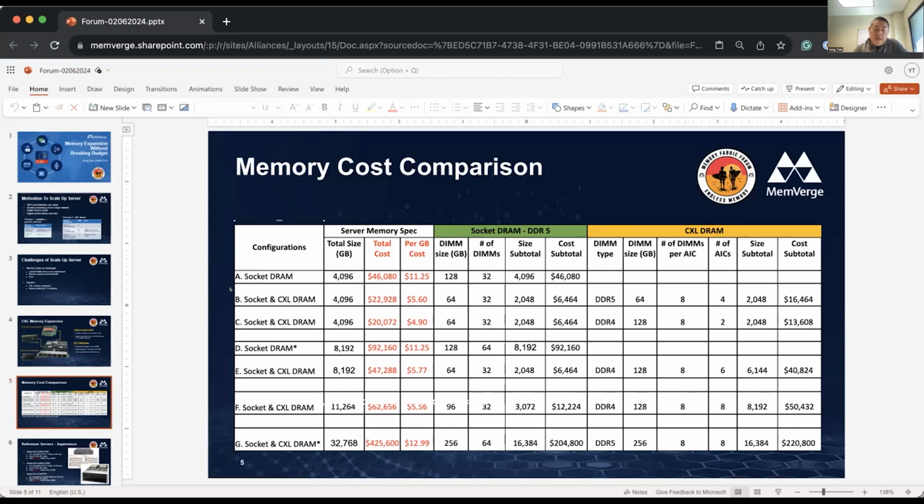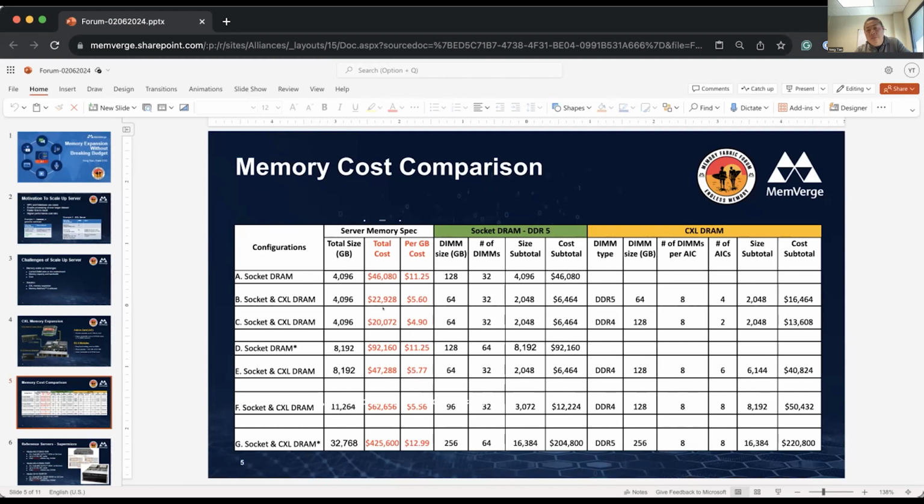With CXL expansion, we have another opportunity to reduce the cost. Essentially, we can shift to lower cost, lower density 64 gigabyte DIMM modules on the motherboard or the socket, and these are all DDR5, and make up for the shortfall using add-in card memory expansion. This uses four add-in cards, each with 8 DIMM slots and 64 gigabyte DDR5. With this configuration, you end up with the same total capacity, but at less than half of the cost for memory.